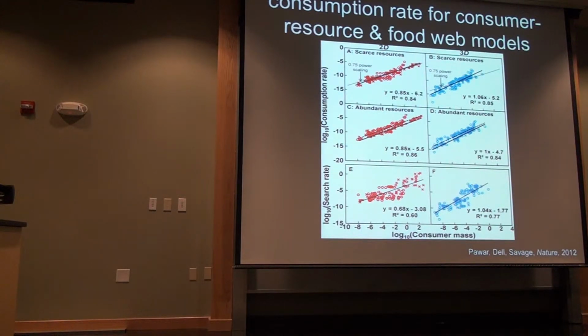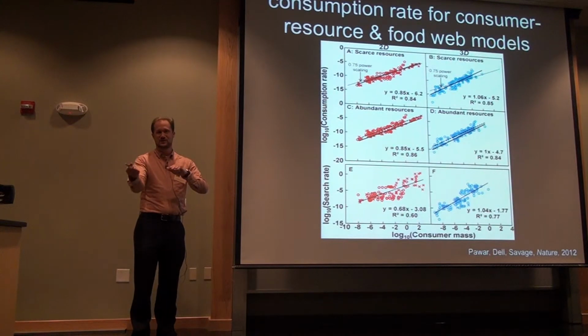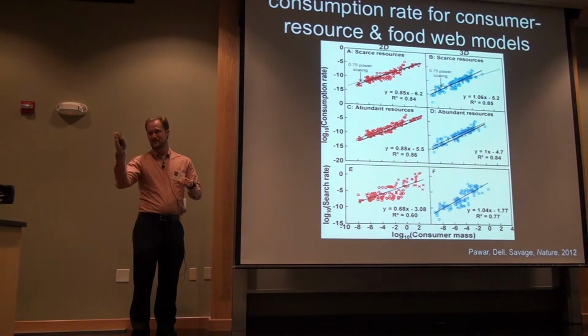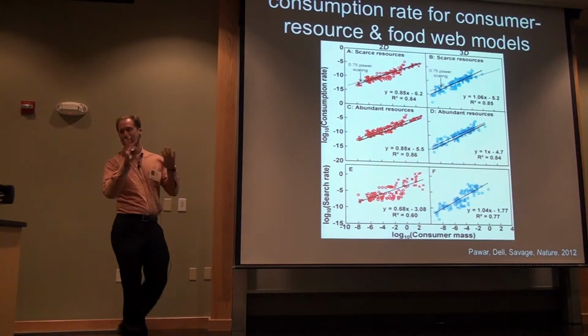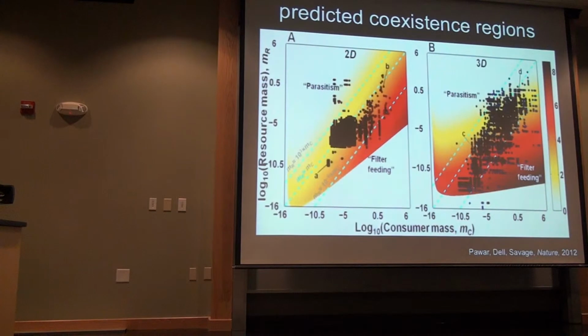And one caveat I should say here is that all these data are for pairwise interactions. So you just have one consumer and one resource. But in nature, you often have one consumer eating multiple types of resources. And that's another piece that's still left to go in terms of the theory and data about communities.